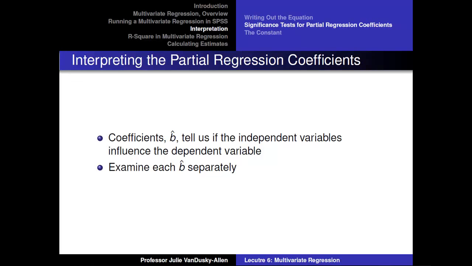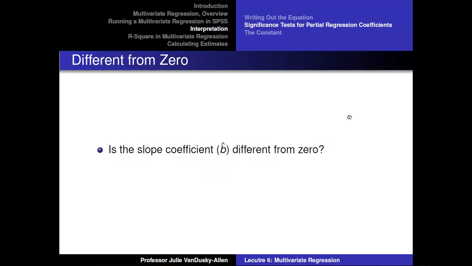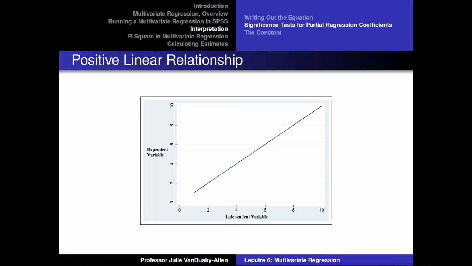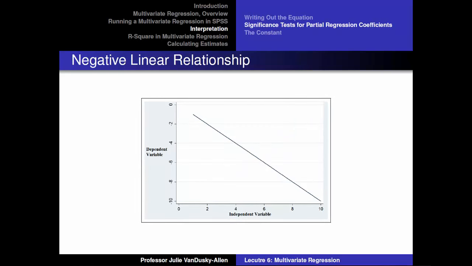After you write out your equation, you need to interpret the significance test for the coefficients B hat. In this process, you examine each coefficient separately. Recall that when we interpret the B hat, we want to know if it is different from 0. If B hat is not different from 0, there is no relationship between our independent variable and dependent variable. As the independent variable changes, the dependent variable stays the same. If B hat is positively different from 0, as the independent variable increases, the dependent variable increases. If B hat is negatively different from 0, as the independent variable increases, the dependent variable decreases.